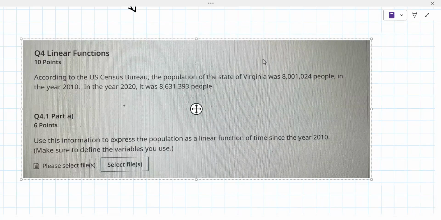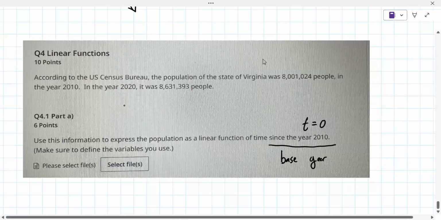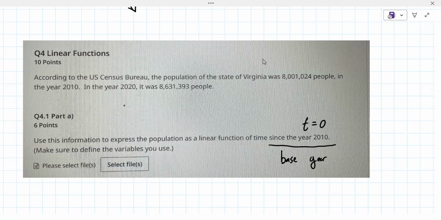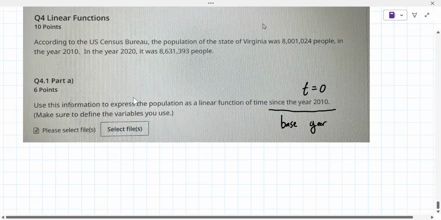Whenever you see something that says since the year 2010, that's now considered your base year. That's t equals 0. The reason they do that is to make the numbers more manageable, because when you multiply by years, you're multiplying by a 4-digit number. The numbers get really, really big, really quickly. It just gets bad.